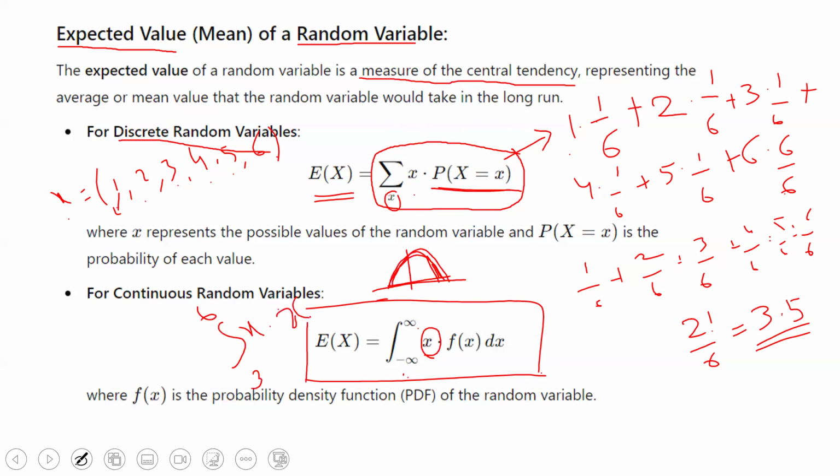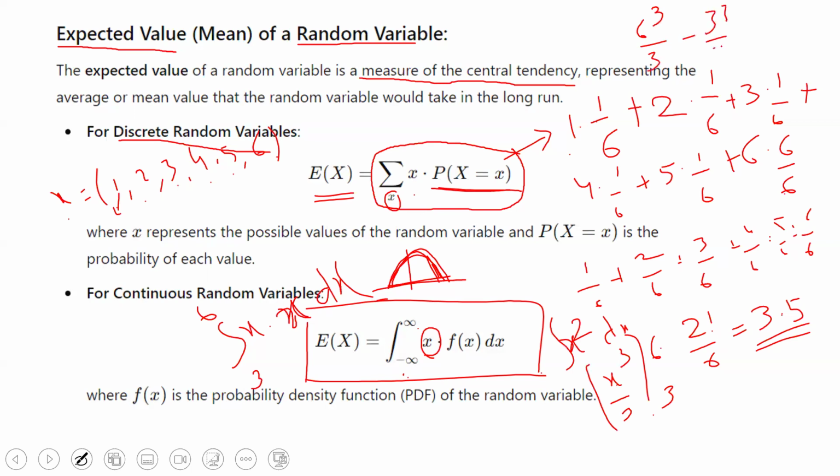Let's suppose the probability density function is given as x. So this becomes x square dx. So the integration of x square will become x cube by 3. And we are applying 6 and 3 to this. And now if 6 is applied to this, 6 cube by 3 minus 3 cube by 3. The value of this will become the expected value of the continuous random variable, which is the mean of that random variable. Got it?